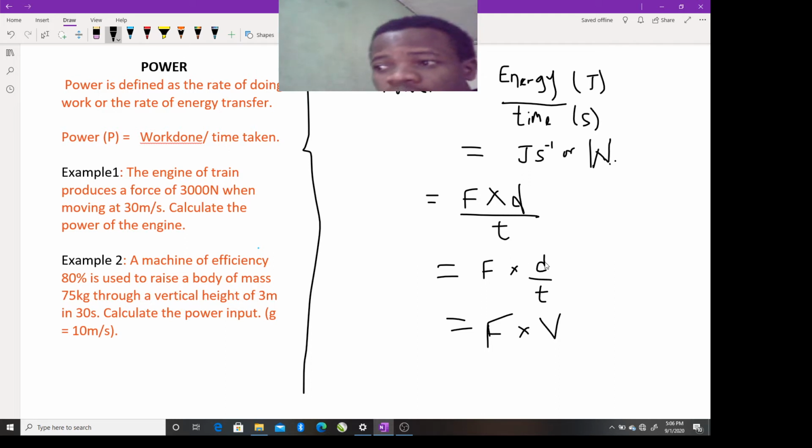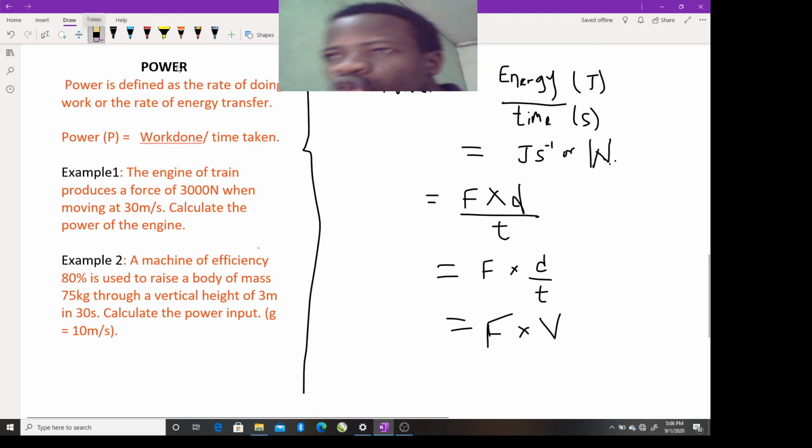So F times V, force times velocity of a body, because distance with respect to time is like speed. Just leave that unit of distance, because for velocity we have to deal with displacement with the direction. Force times distance over time can be written as force times distance over time. Splitting is allowed in mathematics. Then you have force, because velocity is the distance covered by a body with respect to time taken by that body in a given direction. All you have is force times velocity. So we can work with this.